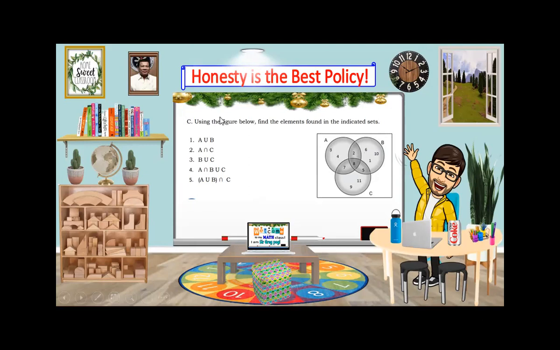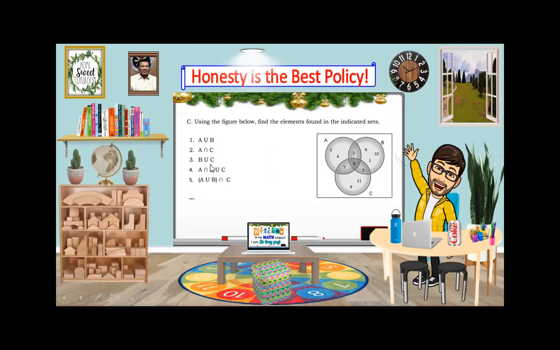The number 2, anong nasabi sa number 2? Ang sabi sa number 2 ay A intersection C. Itong A, tapos itong C. Anong tinatanong? Intersection. Ibig sabihin kung saan magkatulad. Dito lang sila nag-overlap o nag-intersect yung circle nila. So 7, 8 lang yung sagot sa number 2.